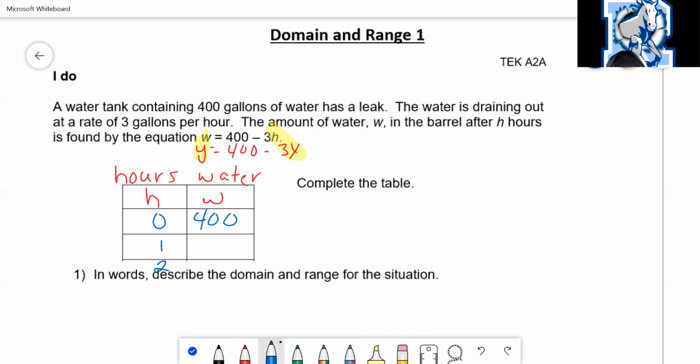Now, after 1 hour, 3 gallons comes out. So how much is now in there? That is 397. Then in another hour, another 3 gallons come out. So that's 394. Now, what you can do is go into Desmos and put in there y equals 400 minus 3x. Desmos or your calculator, whichever one you use.